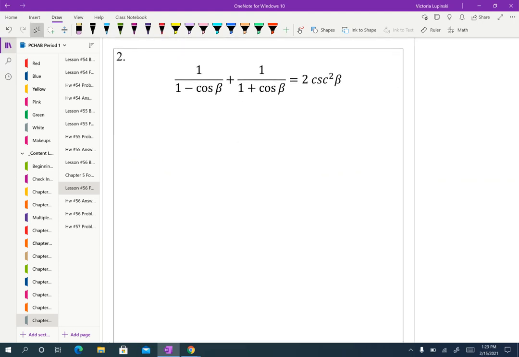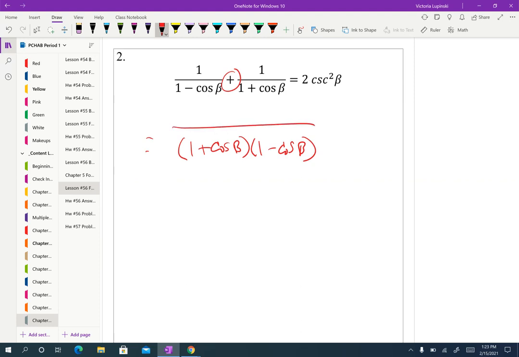Keep in mind, what is the problem asking you to do? The problem is asking you to add fractions. So how do you add fractions? Well, you're going to go ahead and find a common denominator. So the common denominator of 1 plus the cosine of beta and 1 minus the cosine of beta is just those 2 things multiplied times each other.